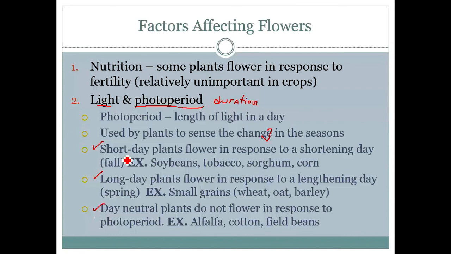Some examples of short day plants would include soybean, tobacco, sorghum, corn. Some examples of long day plants are mostly the small grains: wheat, oat, barley, and we can see that all these up here are warm season plants, and these down here are cool season.